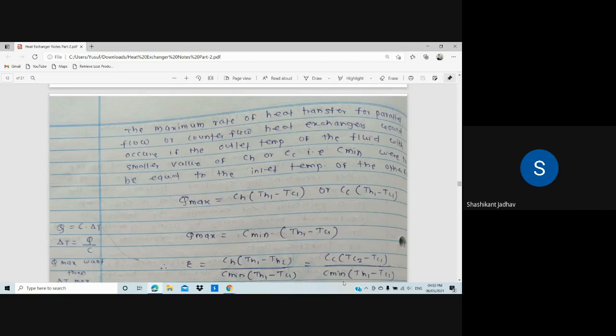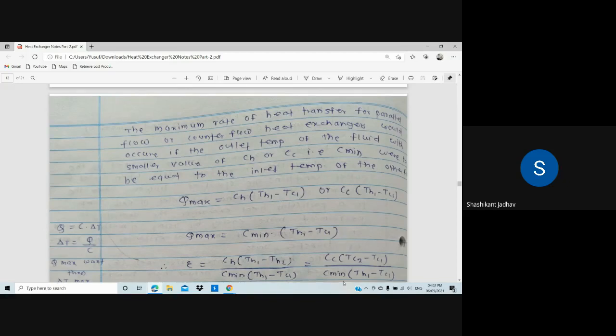Okay, so if anyone didn't understand that concept, I have written the things at the left hand side, that is Q is equal to C into delta T. So delta T is equal to Q upon C. जर डेल्टा टी मॅक्झिमम पाहिजे असेल तर सी मिनिमम पाहिजे. ओके, म्हणून आपण सी मिनिमम इंटू डेल्टा टी घेतलेलं आहे तिथं.